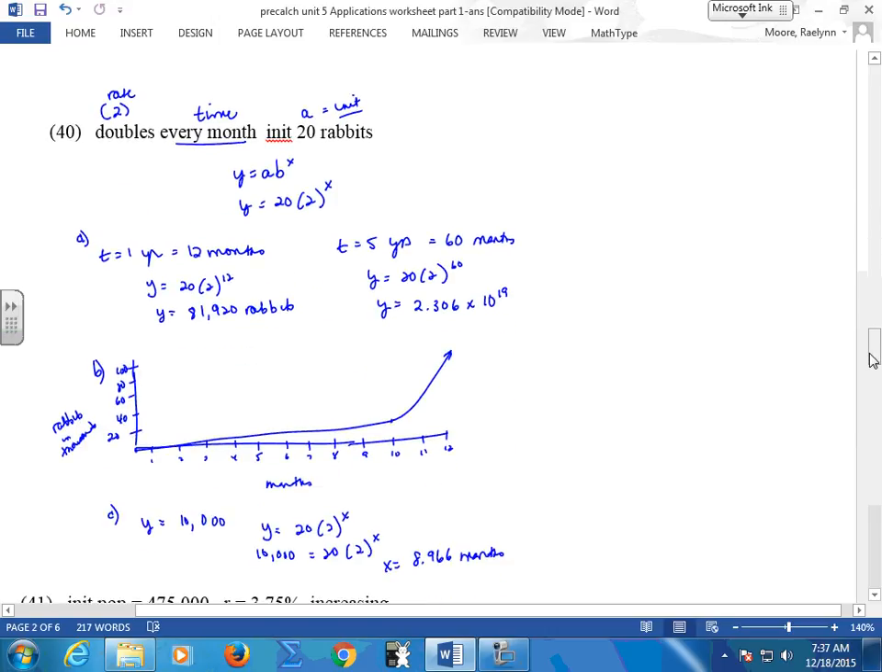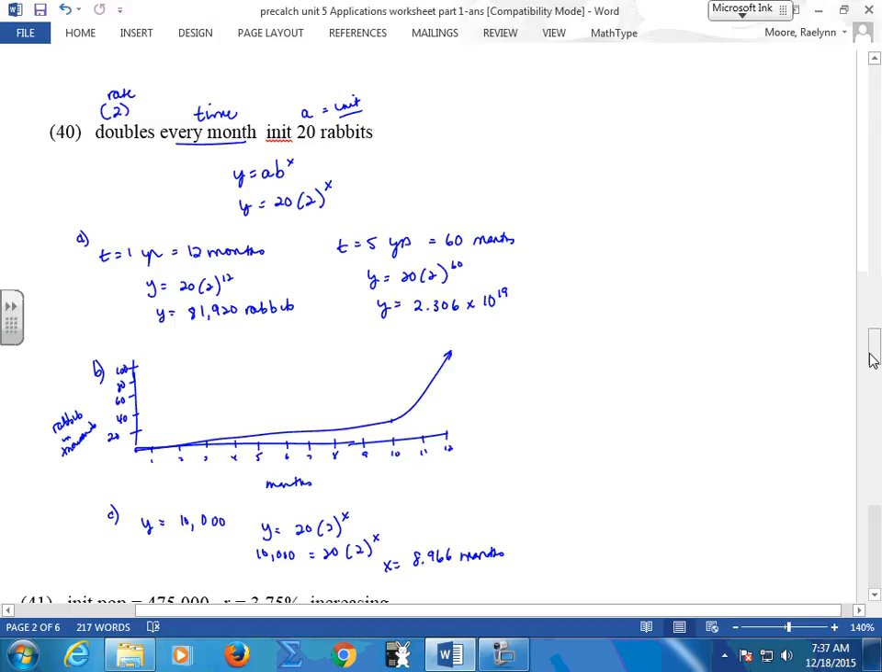Okay. When something doubles, what's my rate? 2. So I start with my initial rabbits, I double every month, x. So now be careful because they asked you after 1 year. They don't match. You've got years and months. So you got to change this to make sure that you match. So change this to 12 months, change your 5 years to 60 months. You can put it in your calculator and go to your table to get that answer.